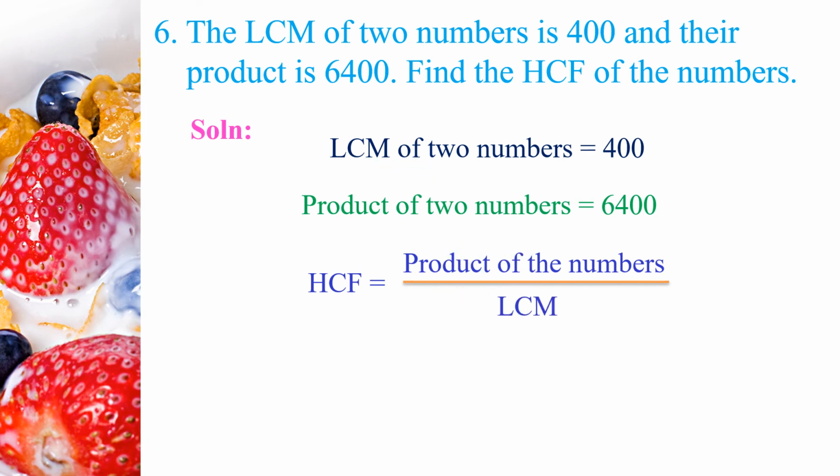The product of the numbers equal to 6400 divided by LCM 400. When you simplify, you should cancel the zeros. Then 1 fours are 4 and 16 fours are 64. So the HCF equal to 16.